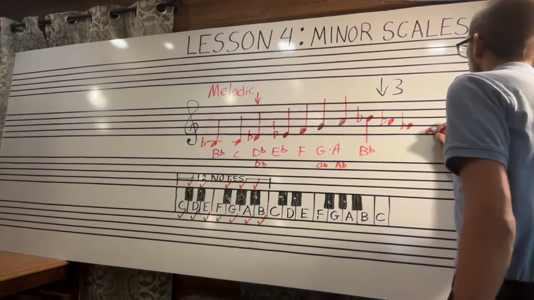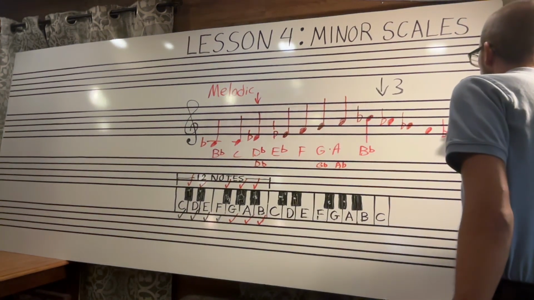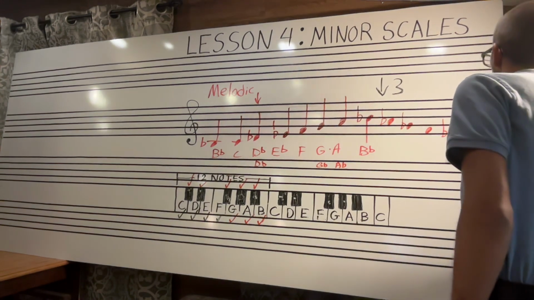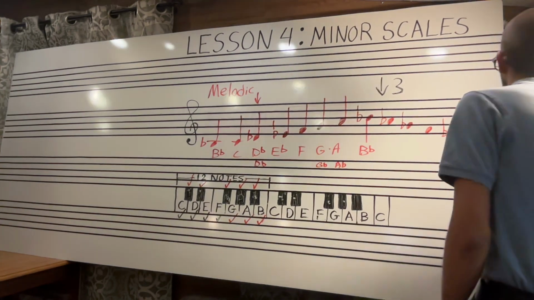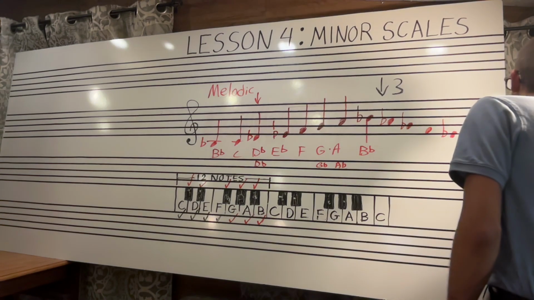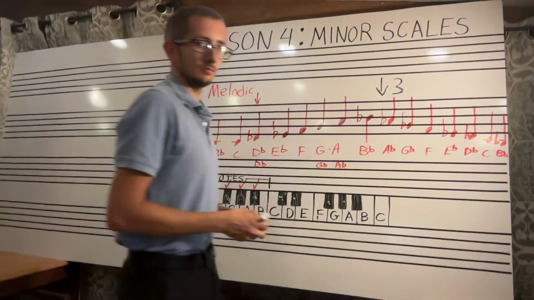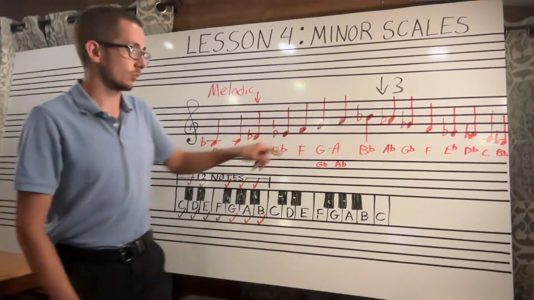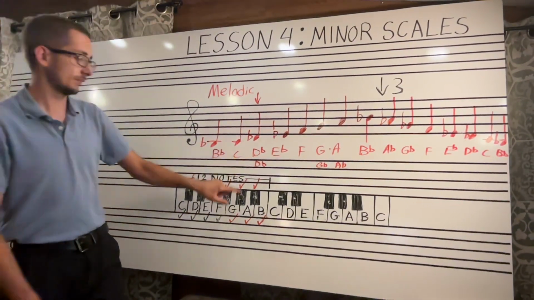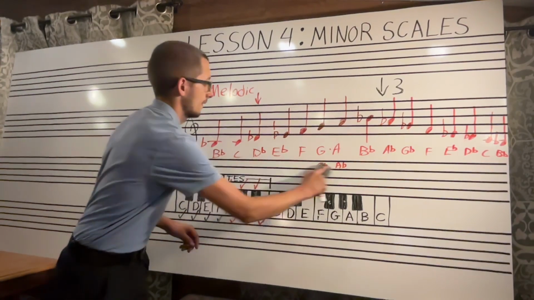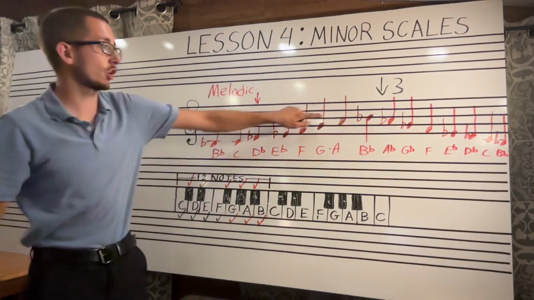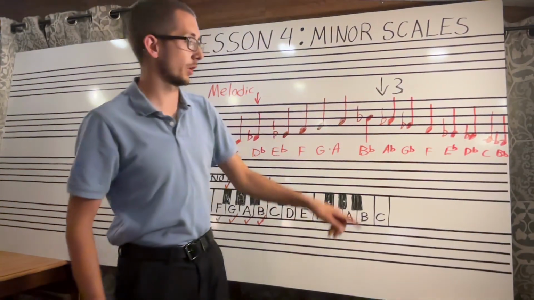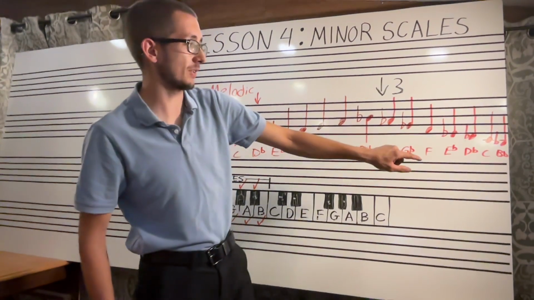F, E flat, D flat, C, B flat. So going up, we lower just the 3rd. And then going down, we lower the 3rd, 6th, and 7th.